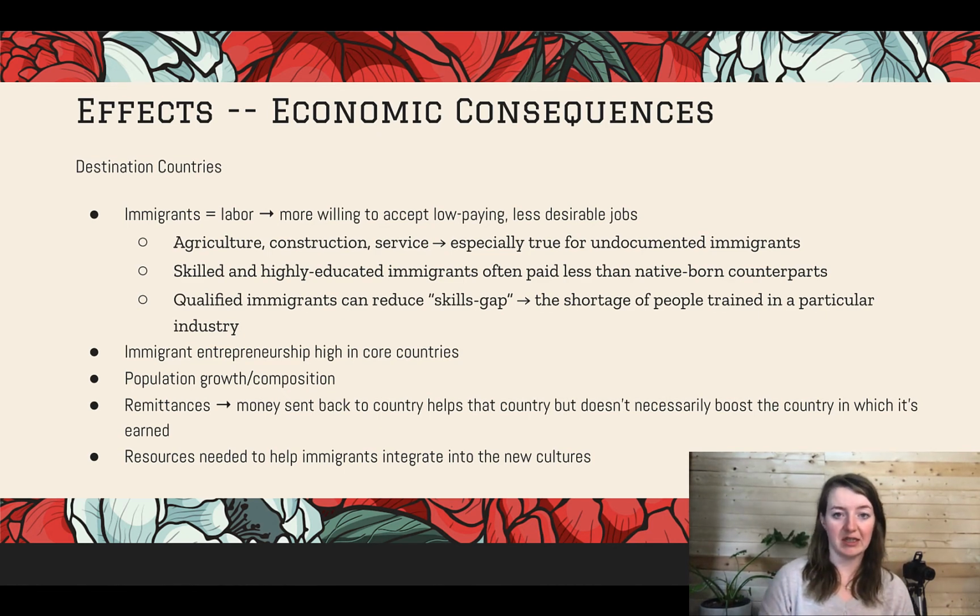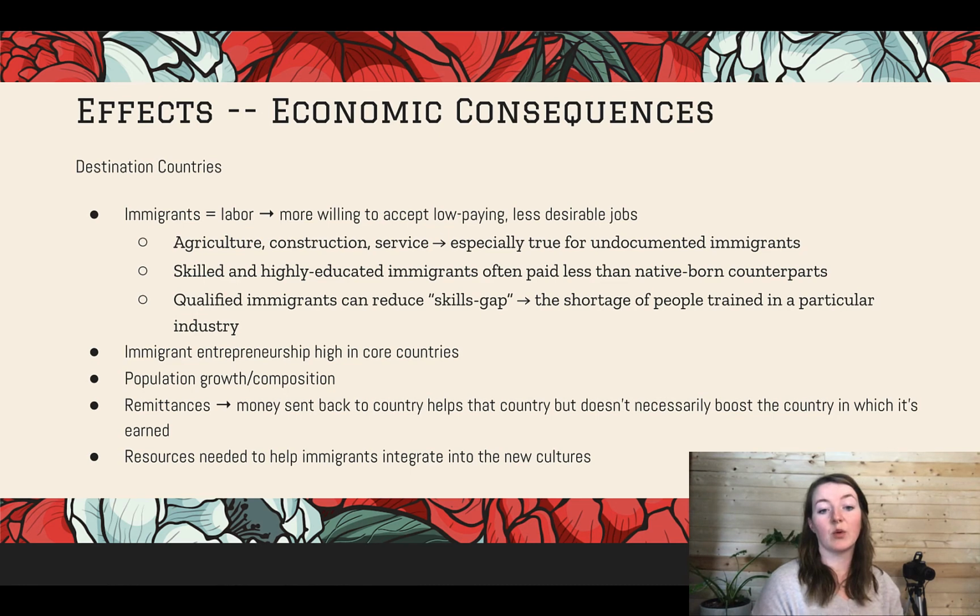So for our destination countries, the places where the immigrants are going, immigrants are a source of labor. They're often more willing to accept low-paying or less desirable jobs than the native-born population. This is often in sectors like agriculture, construction, and service work. This is especially true for undocumented immigrants. Skilled and highly qualified immigrants are often paid less than their native-born counterparts. This is good for companies, not so great for the immigrants or even for the native-born workers, because they may be out of jobs because the companies are paying the immigrants less.